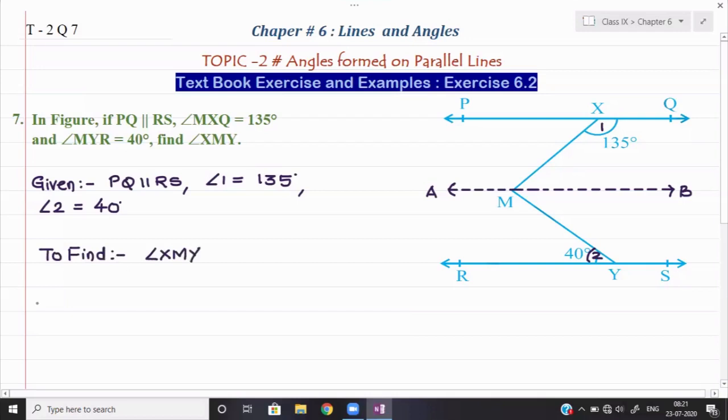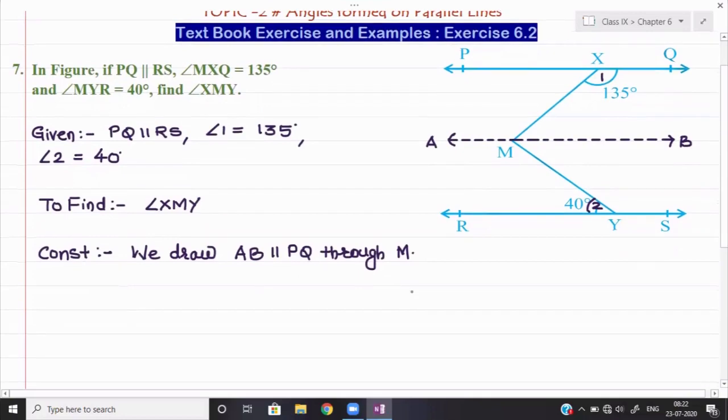Let us start. First we'll write down here construction. In the construction we shall mention: we draw AB parallel to PQ through M. So we have drawn one line AB parallel to PQ, and this line we have drawn through M.